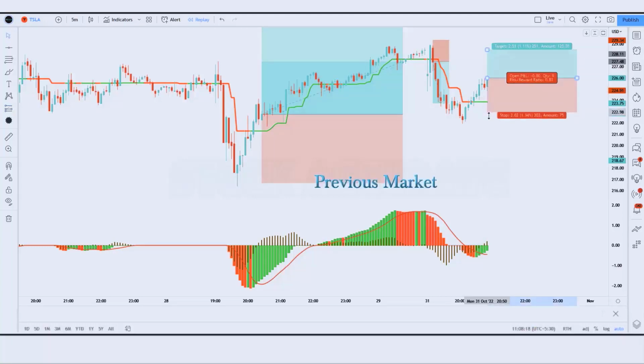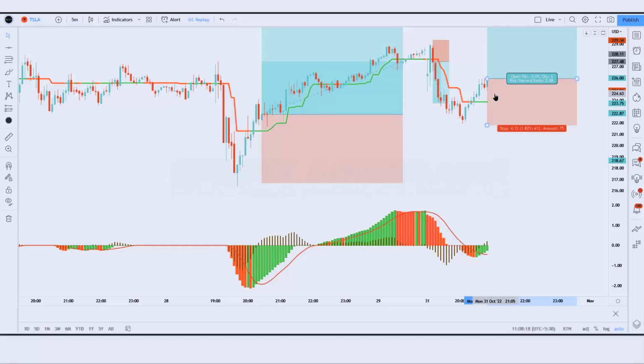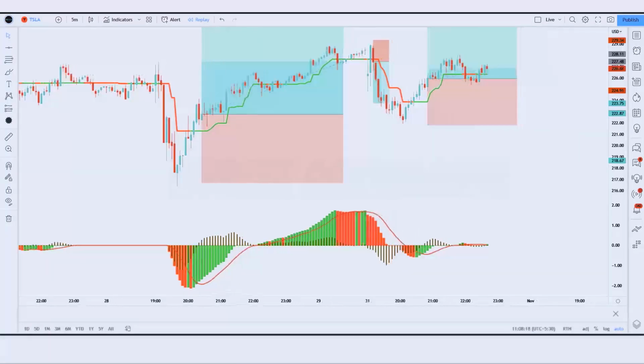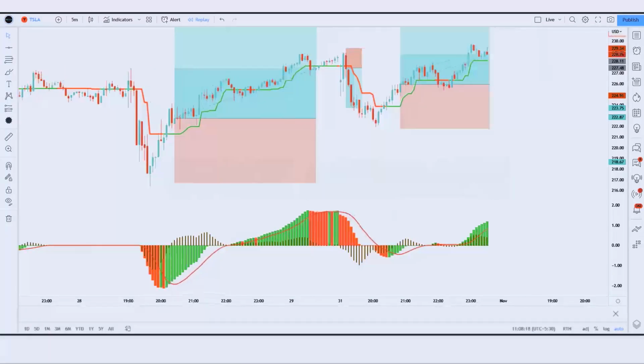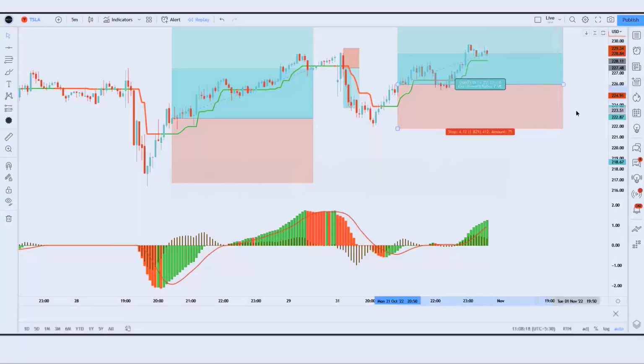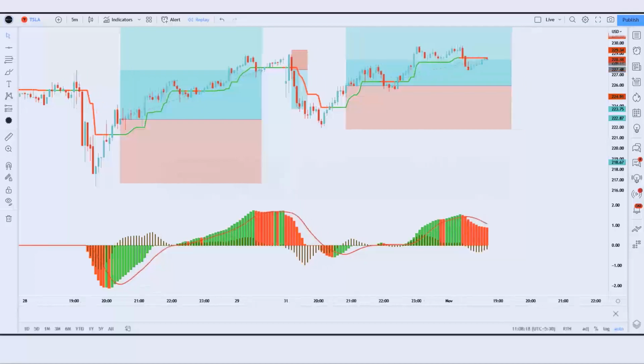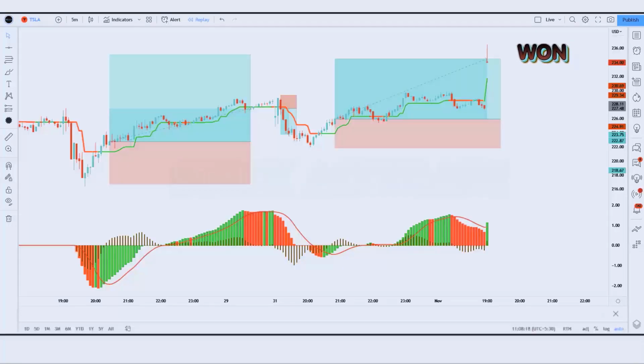Our stop loss will be placed at the low of the previous candle, and the risk to reward ratio will be 1:2. Let's see what happens to our trade. Our trade is running in profit. We have won the trade.